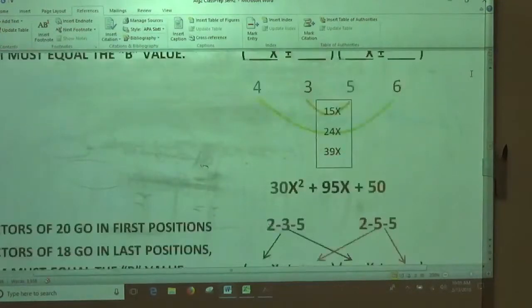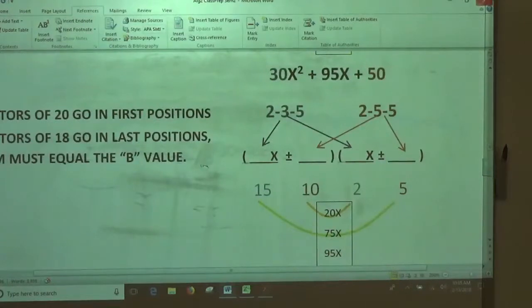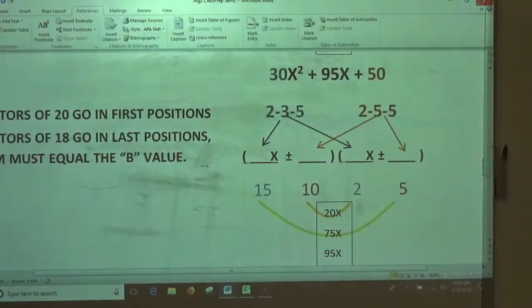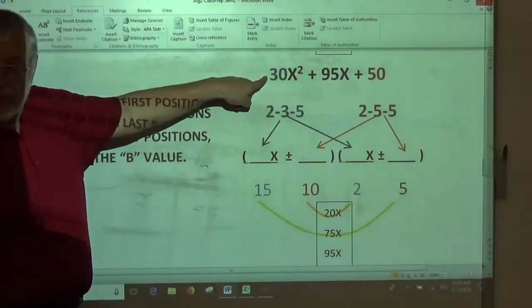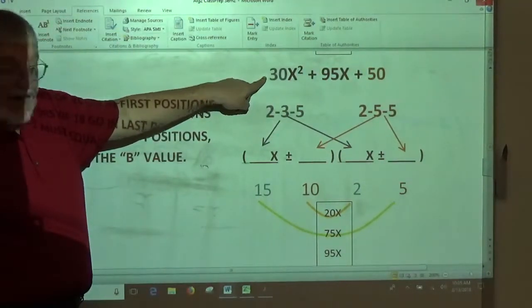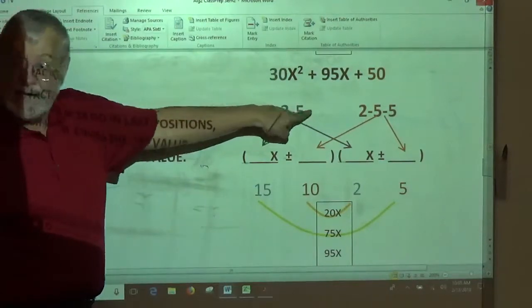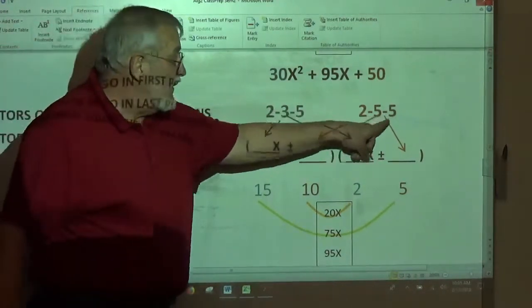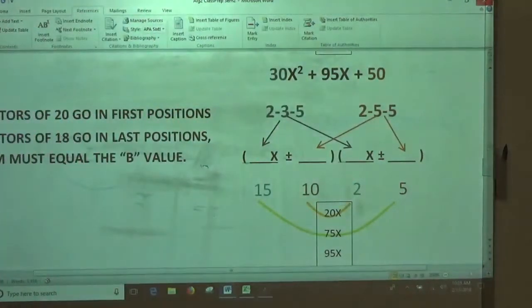Okay, now let's go to another problem, which is even more weird. Okay, now, so here's my problem, and it is 30x squared plus 95x plus 50. Now, I'm going to talk to you a little bit about something first, but just given this, what numbers equal 30? 6 times 5, right? But 6 breaks down into 2 times 3 times 5, so that's 30. What about 50? Isn't it 5 times 10? Mm-hmm. So it's 5 times 10. So now those values have to add up to 95.